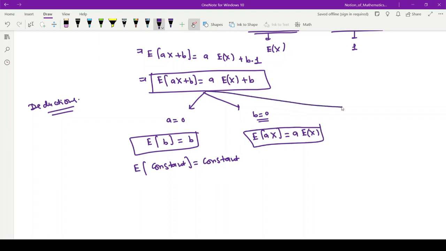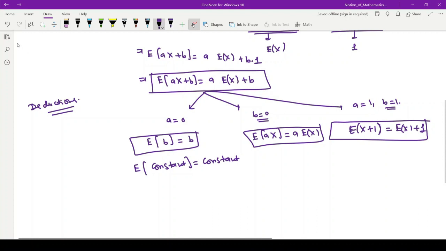But if I take a equal to 1 as well as b equal to 1, our consideration is expectation of x plus b is expectation of x plus b. B is 1 here, so it would be expectation of x plus 1. Let me write it again. For a and b both equal to 1, expectation of x plus 1 is expectation of x plus 1 only. So this is all about some properties of expectation.